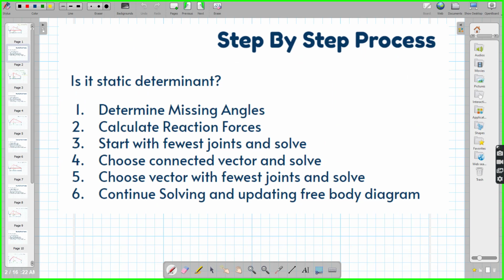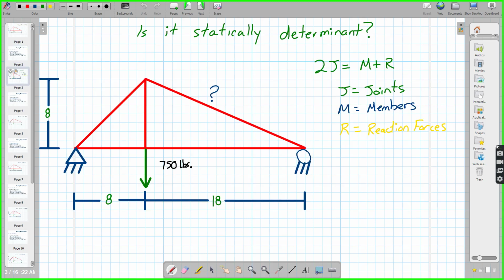The first question we always want to answer is, is it statically determinate? To put it another way, is this even possible to solve? So to do that, we usually take a look at this formula. The formula is right here: 2J equals M plus R.